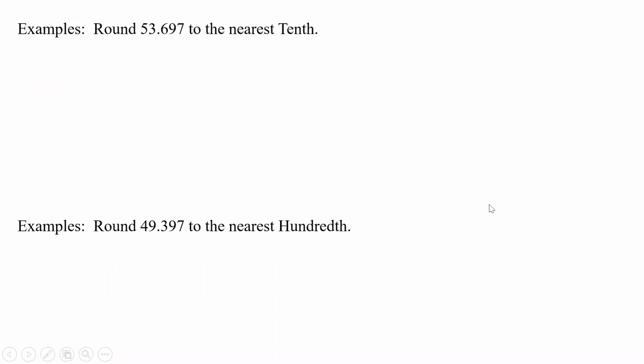All right, so now we want to round a couple numbers. The first one we're going to round is 53.697. We want to round it to the tenth. Well, the tenth is that position right there, so that's our rounding digit. This is our test digit. Well, that's definitely greater than 5, so we're going to round that up, move it up by 1. So it's going to be 53.7 and drop everything else after that. And now we've rounded it to the tenth.